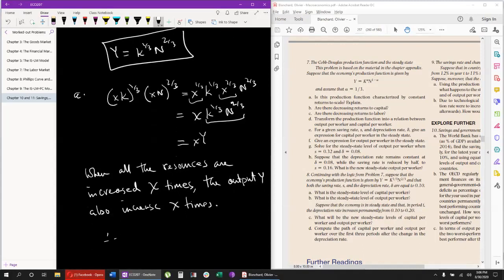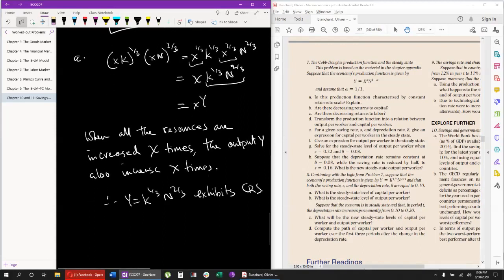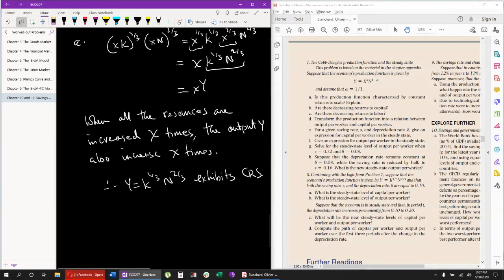Therefore, the function that we have, y equals k to the power 1 by 3 n to the power 2 by 3, exhibits constant returns to scale. Or just to simplify things, yes. This function is characterized by CRS. That's part A.